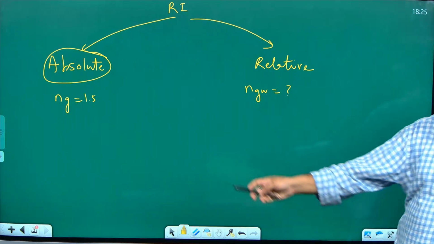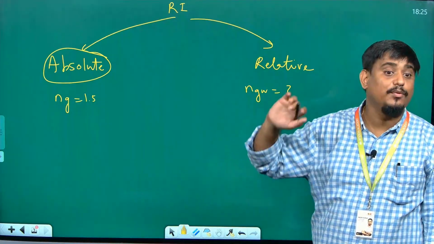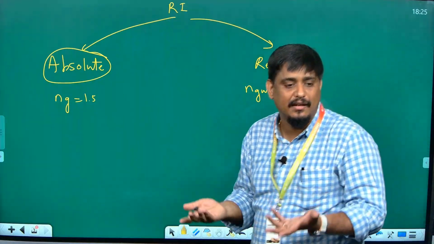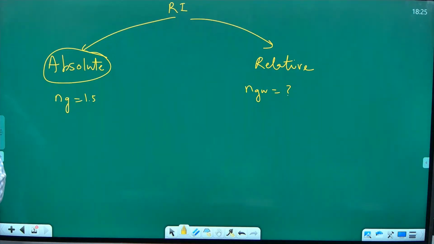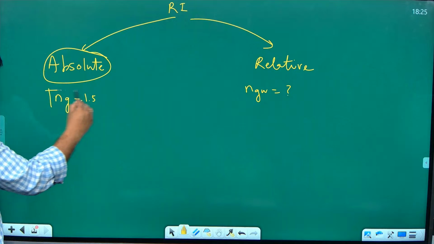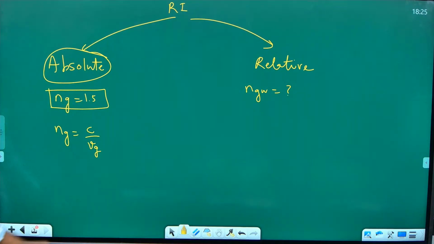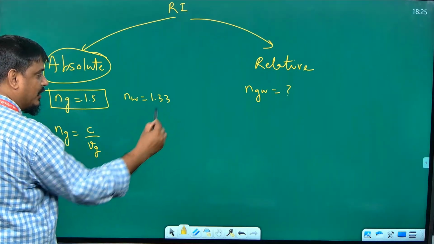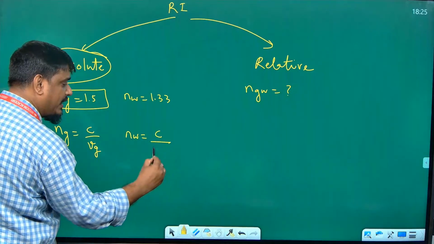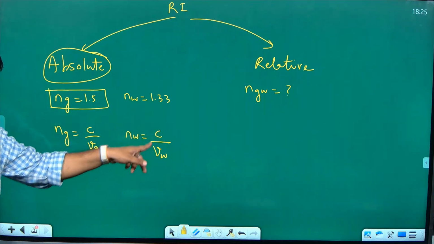So I said that absolute refractive index is the scenario when the first medium is always air. In relative, on the other hand, there can be any two mediums. Suppose I am writing Ng, I can write Ng is equal to C by Vg. Suppose N of W is equal to 1.33, so I can write N of W is C by V of W, isn't it?